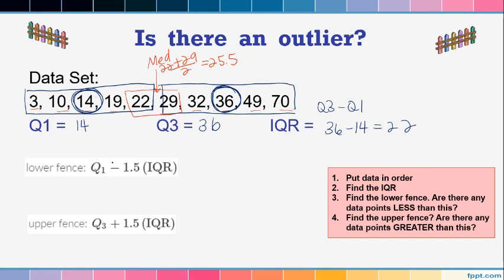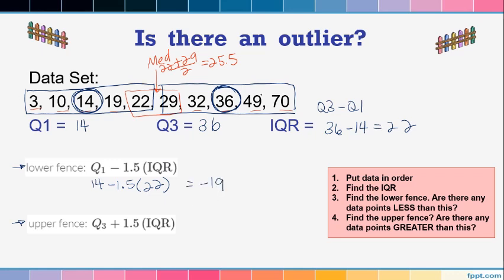Okay, now that we have our Q1, our Q3, and our IQR, we can go ahead and see what our lower fence and our upper fence are. So I'm going to take my first quartile, so that's 14, minus 1.5 times 22. So that's what my IQR was. I'm going to type that in my calculator, and I end up with negative 19 for my lower fence.